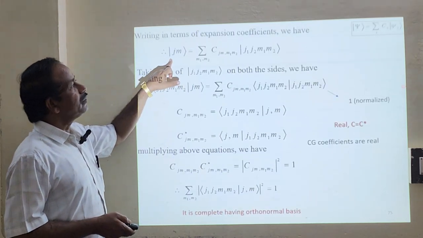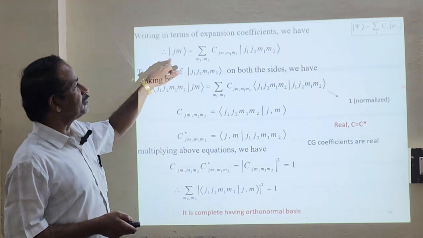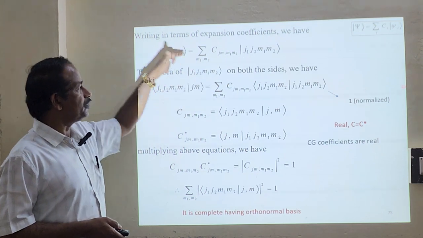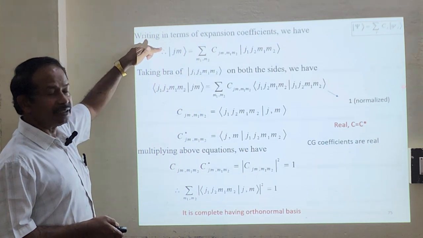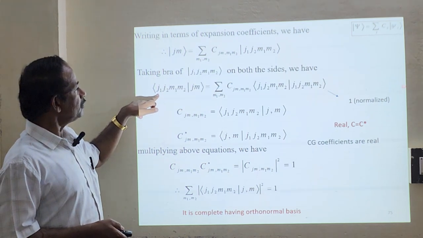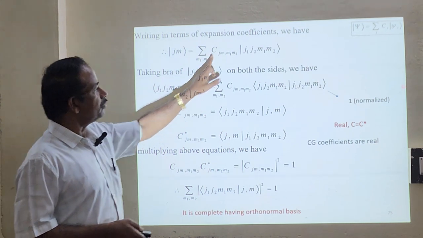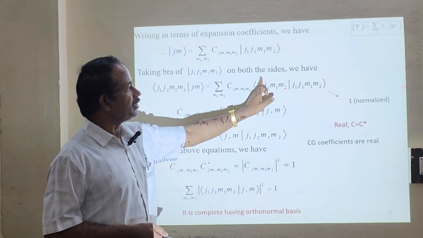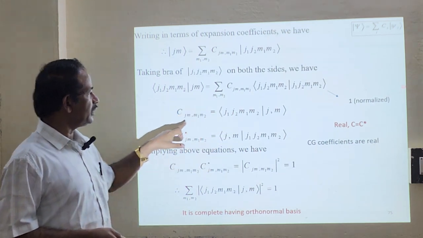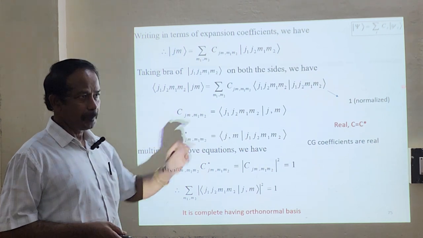So your JM, as we have written, Psi equals Ci psi i. Your ket JM can be written with the expansion coefficient times ket psi i. We know this already. Now just take the bra of J1, J2, M1, M2 on both sides. That will give you bra J1, J2, M1, M2 with ket JM. And of course, if it is normalized, this becomes 1. So your C, J, M, J1, J2, M1, M2 is equal to this. Is it okay?